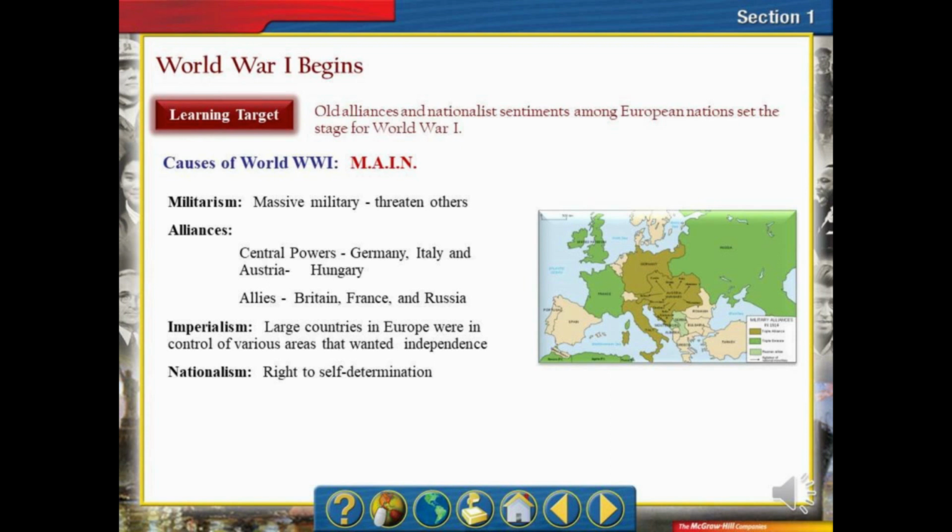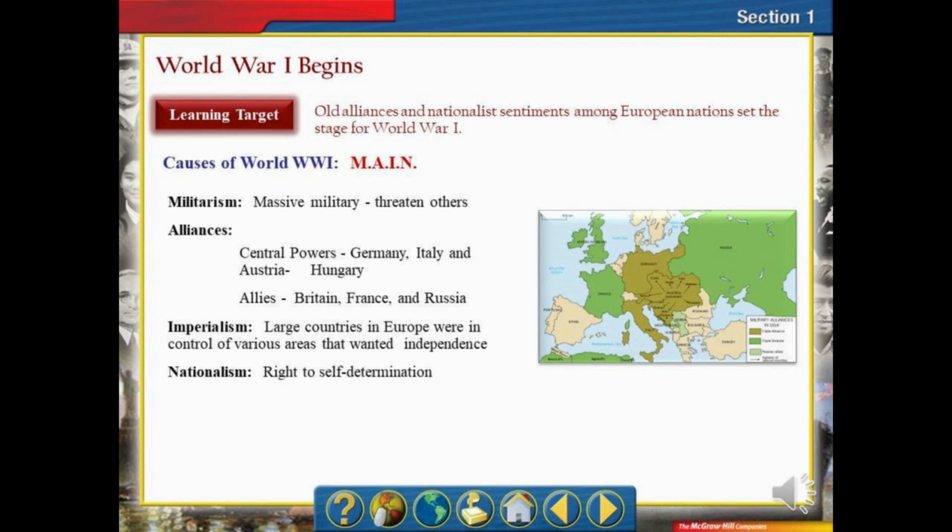And then the last letter in MAIN is nationalism. Now, nationalism is basically the opposite of imperialism. If you were in one of those areas where you were taken control of by a larger, more powerful nation, well, those smaller areas want their independence. They want the right to have their own country, their own nations, and that's called nationalism. And so those were the causes of World War I: militarism, alliances, imperialism, and nationalism.